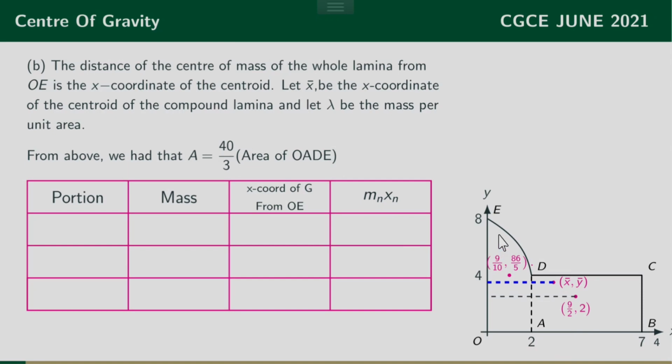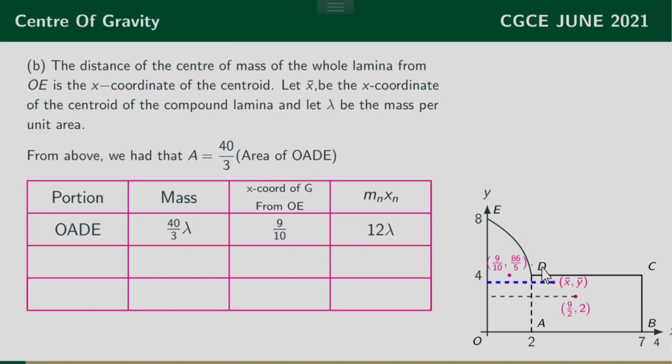Now, let me take the first portion, which will be this first portion, OADE. And to find the mass, I need to find the area of this portion and multiply it by the mass per unit area, since we assume that the mass was evenly distributed in the lamina. So the area of this first portion was 40 on 3 multiplied by lambda gives 40 on 3 lambda. And the x coordinate of G from the side OE, of course, is 9 divided by 10. And the moment of the mass about that x coordinate will be the product of the mass multiplied by 9 divided by 10. Doing the evaluation gives me 12 lambda.